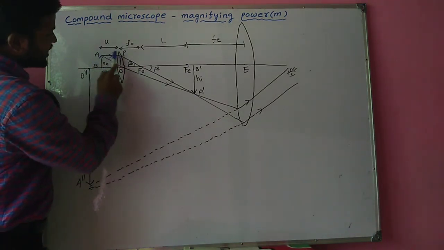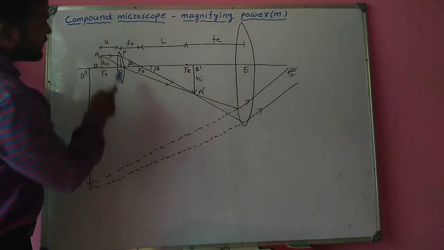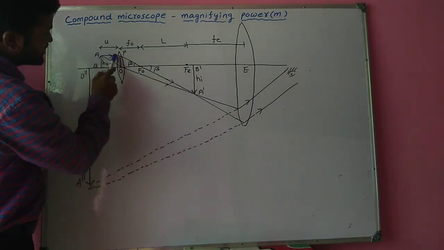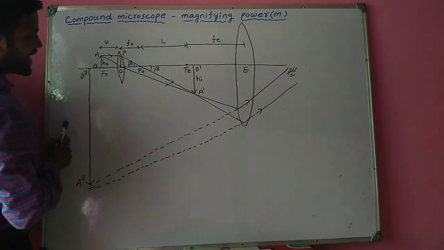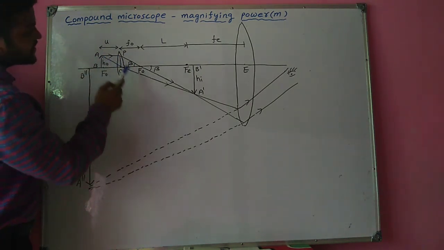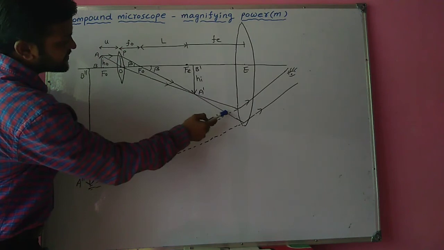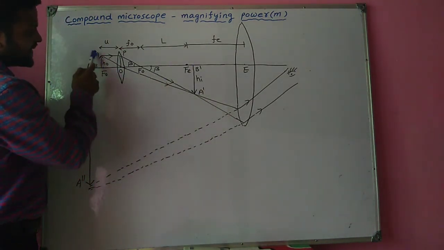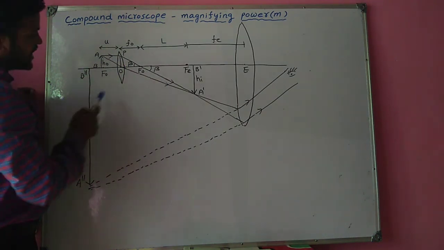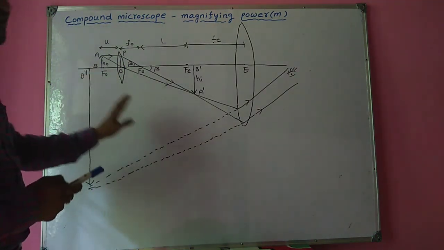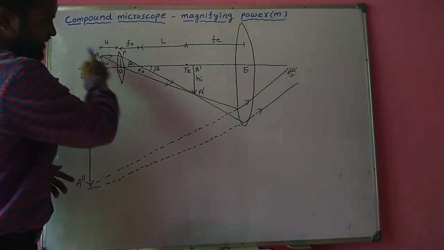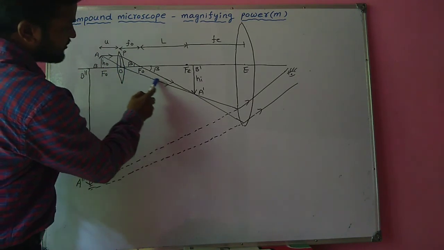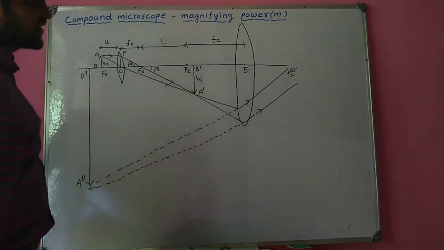A light ray parallel to the principal axis, after refraction, passes through the principal focus FO, the second principal focus. And the second light ray we consider is a light ray passing through the optic center. A light ray passing through the optic center does not deviate. It passes along the same direction. This is the light ray passing through the optic center. It does not deviate and it moves along the same direction.